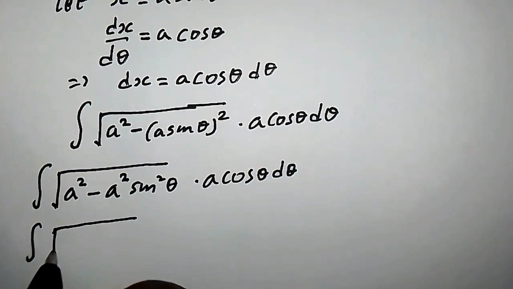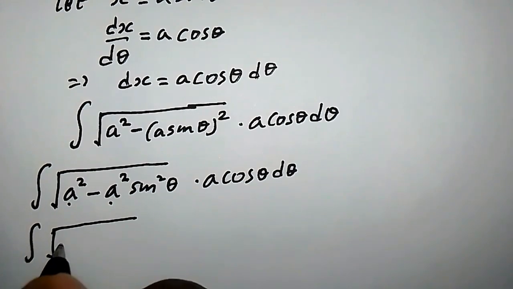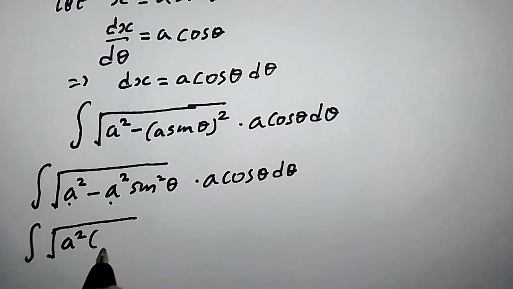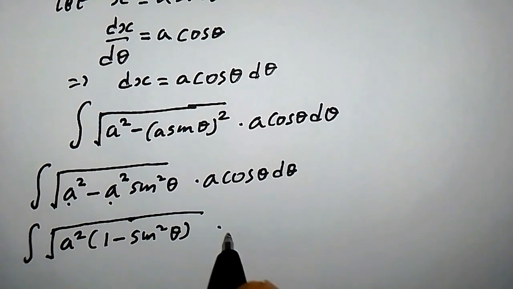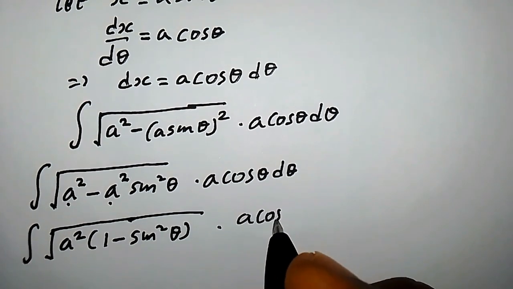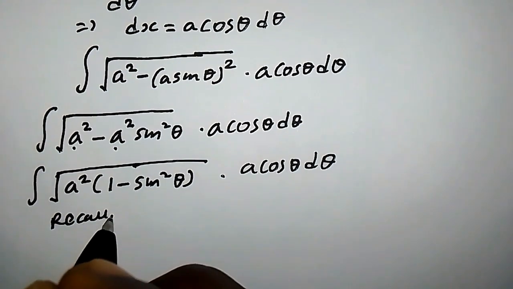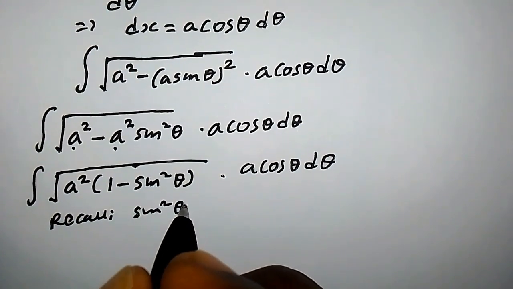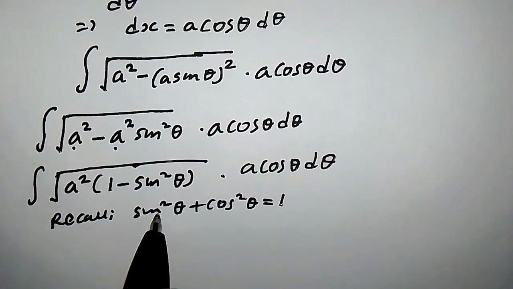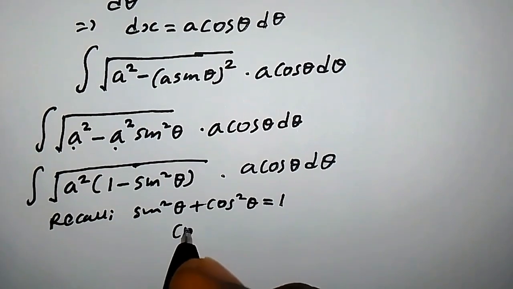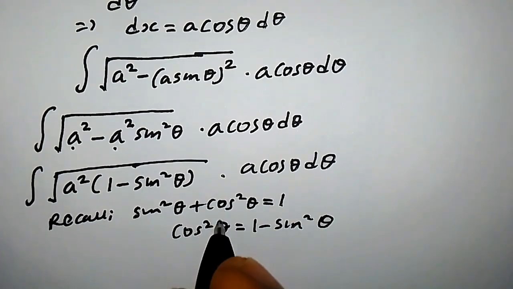Integral of square root of, what is common here? a squared is common. We can factor it out. So that will be a squared into 1 minus sine squared theta, times a cos theta d theta outside. Let's continue. Recall that sine squared theta plus cos squared theta is equal to 1. If we move sine squared theta to the right hand side, we have cos squared theta equal to 1 minus sine squared theta. Take note of this.